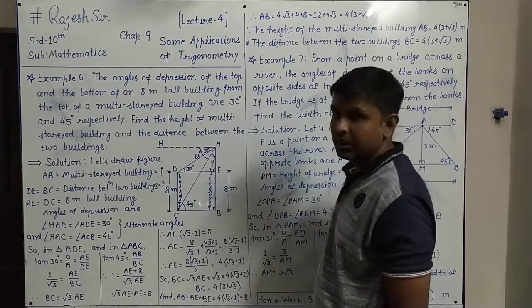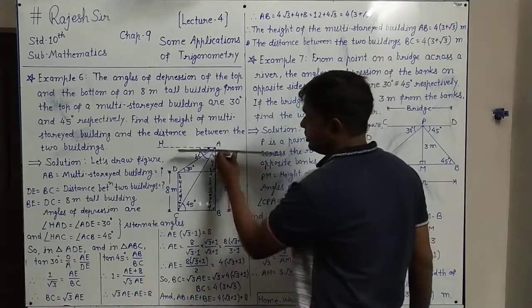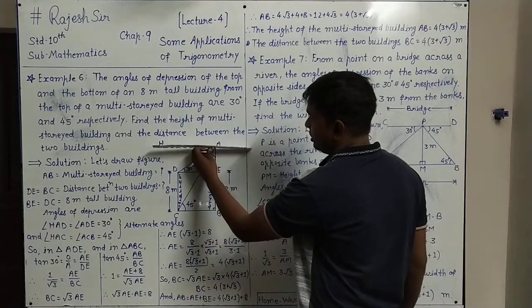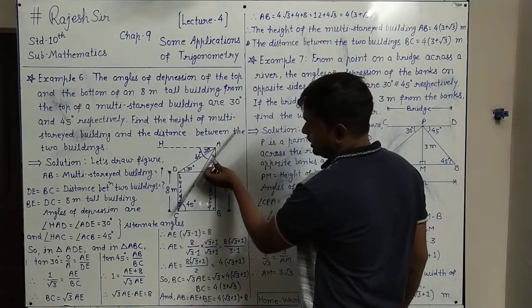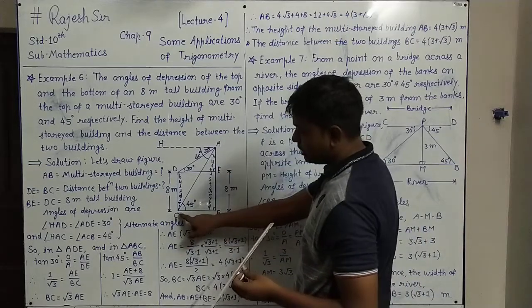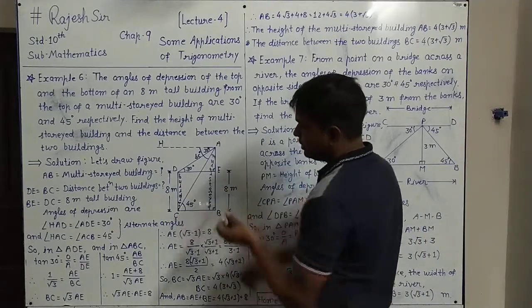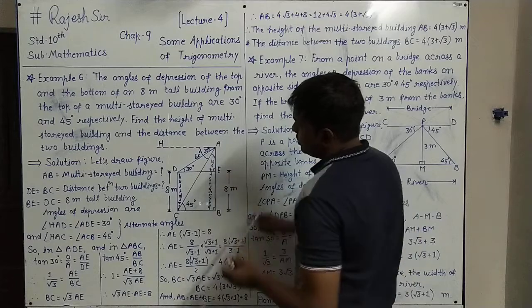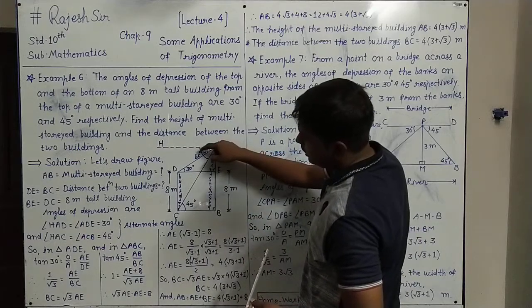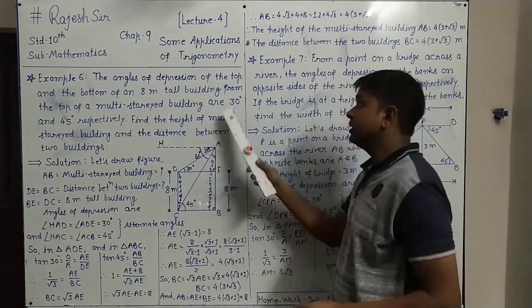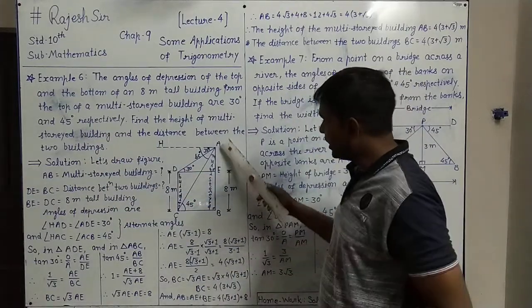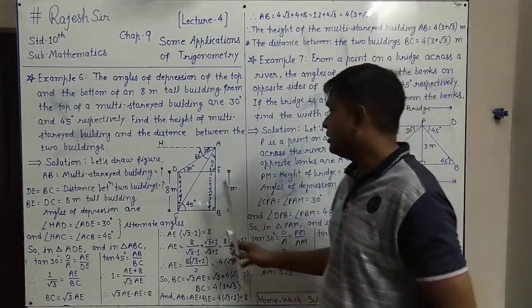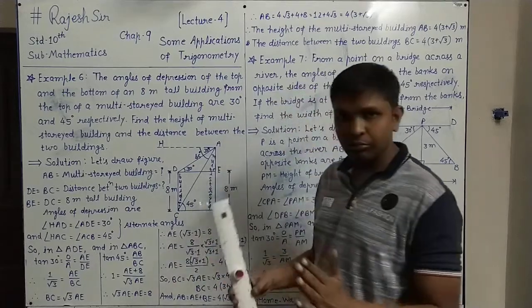And when we see from the top of the multi-storied building, the horizontal level will be the same, and the line of sight when we see the bottom of this 8-meter tall building is this. So the full angle of depression is 45 degrees. It is given. Right? Now we are going to find out the height of this multi-storied building and the distance between these two buildings.